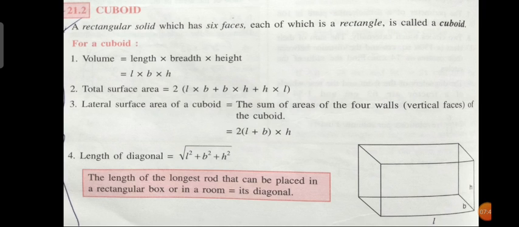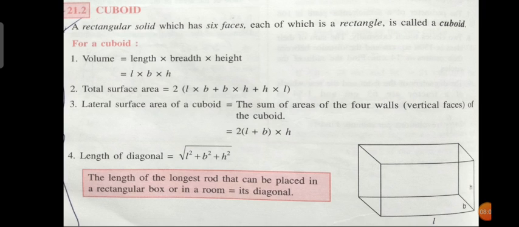That's the equation. And lateral surface area of a cuboid is the sum of all areas of the four walls or four surface faces of the cuboid. That is 2 into L plus B into height. That is the lateral surface area of a cuboid.